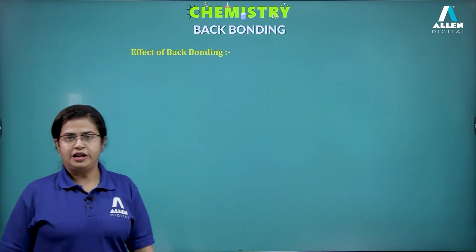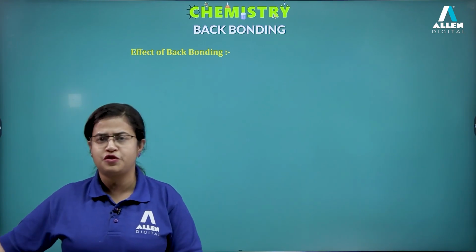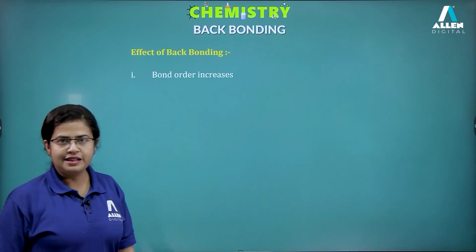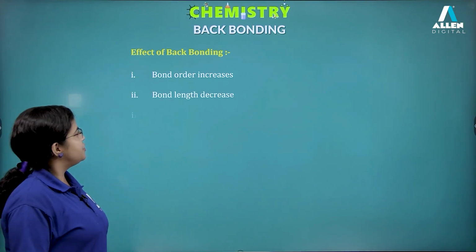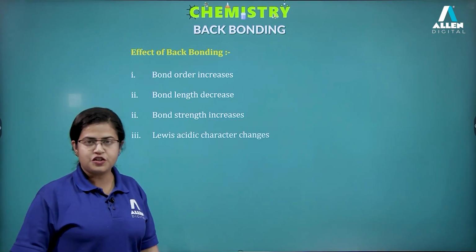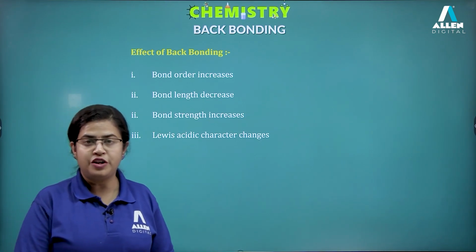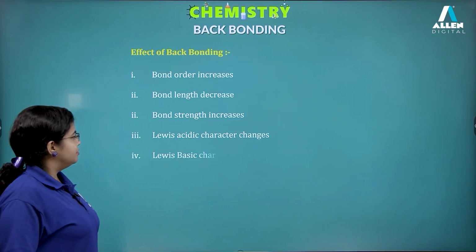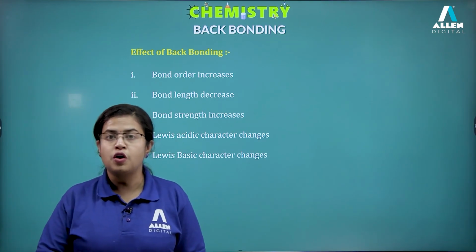Effect of back bonding, just now we saw on geometry, on hybridization, on bond order, bond length, bond strength. Bond order increases, bond length decreases, bond strength increases, the Lewis acid character changes. So I just now gave an example where BF3 due to back donation or back bonding is no longer that efficient, and hence the Lewis acid strength decreases. The Lewis base strength of trisilylamine decreases because the lone pair is no longer available.